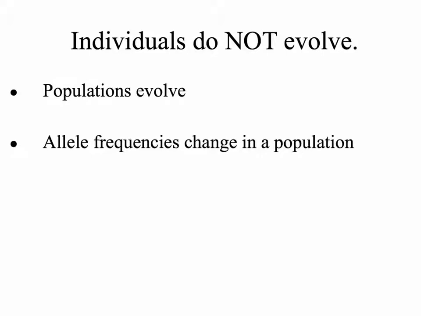Before we look at the mechanisms, I want to point out that individuals do not evolve. The smallest unit of evolution is a population. Allele frequencies can change in a population. Individuals are always born with two alleles. They can have homozygous genotypes or heterozygous genotypes. However, their genotypes will not change, which means their allele frequencies will not change. You're born with the genes you have, and you're stuck with them for your whole life.